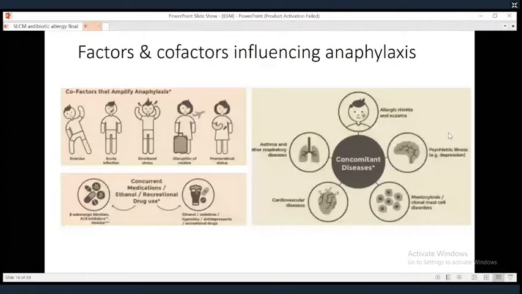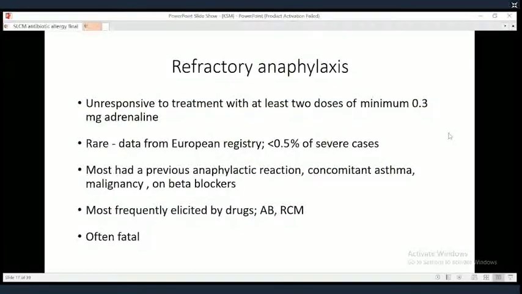Also, you have to remember that there are various factors and cofactors that influence anaphylaxis. Sometimes when these factors are there in association, patients who usually develop few urticaria patches here and there might present with anaphylaxis. So cofactors that amplify anaphylaxis are exercise, acute infection, emotional stress, disruption of routine, premenstrual status. And sometimes concurrent use of medicines, alcohol, or recreational drugs can also lead to severe reactions. And there are some concomitant diseases that might lead to occurrence of anaphylaxis as well.